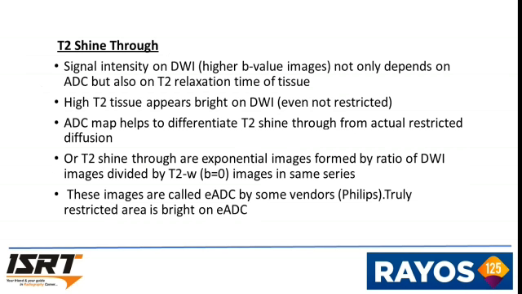T2 shine through. Signal intensity on diffusion weighted imaging not only depends on ADC, but also on the T2 relaxation time of tissue. High T2 appears bright on diffusion weighted image, even if not restricted. ADC map helps to differentiate T2 shine through from actual restricted diffusion, or T2 shine through can be removed using exponential images formed by a ratio of diffusion weighted images divided by T2 weighted image in the same series. These images are called EADC by some vendors. Truly restricted area is bright on EADC.